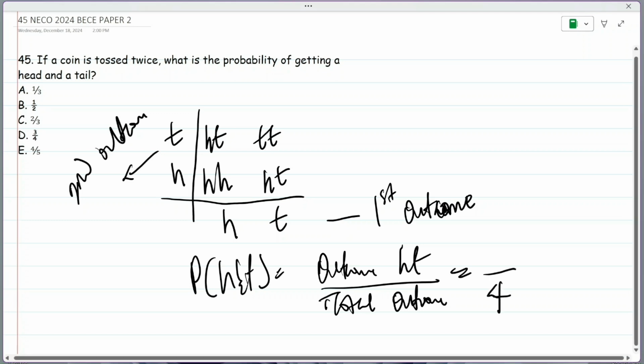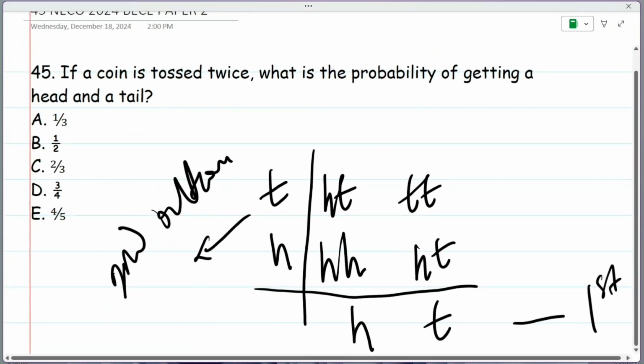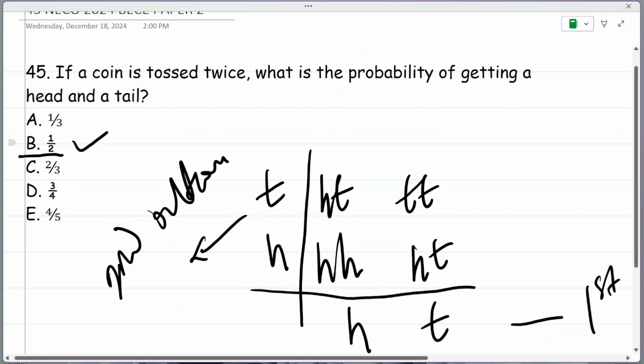So you have 4 over getting a head and a tail. You have a head and a tail here and a head and a tail here. So you have 2 heads and tails from our 4 outcomes. So this is 2 over 4. And then we reduce this to the lowest term. You have 2 into 2, 1; 2 into 4, 2. So you have your final answer as 1 over 2, or half. So the probability of getting a head and a tail is B, that's half.